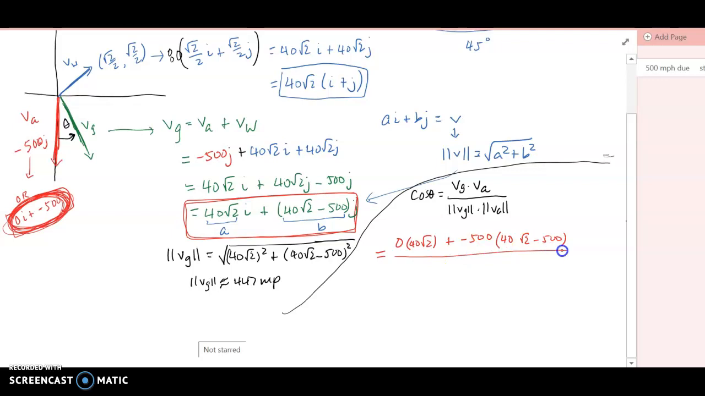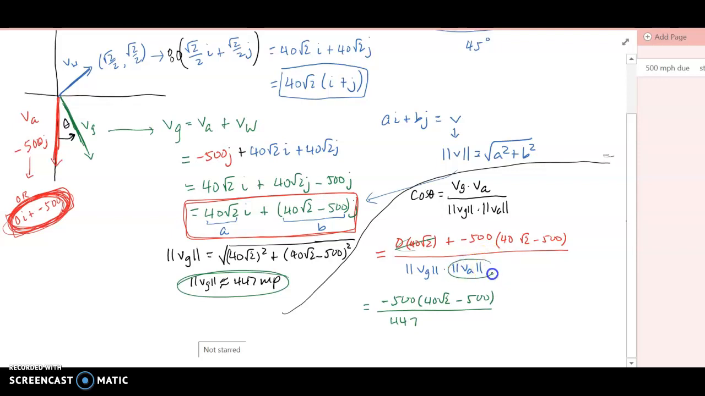And then down here is going to be the magnitude. Here, I'll just rewrite this for now: the magnitude of VG times the magnitude of VA. In the numerator, I'm going to clean that up a little bit because that's just 0 and goes away. So that's negative 500 times 40 root 2 minus 500 over the magnitude of VG, which we already figured out was 447, or we estimated it, we rounded it.